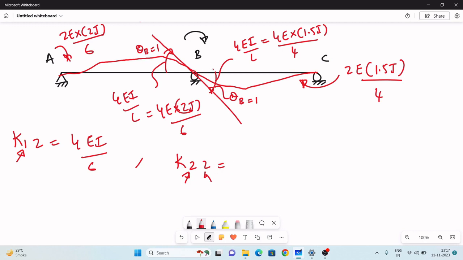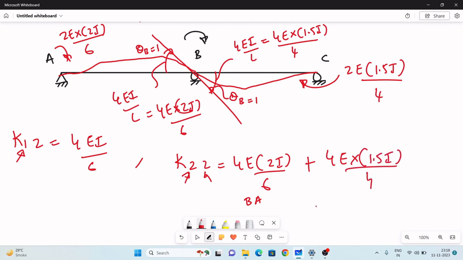K22, force required at coordinate 2 to produce unit rotation at coordinate 2. By the way, we have two forces at coordinate 2. Joint B is connected to 2 beams, so we will get two forces. I will write here 4E into 2I divided by 6 plus, this is with respect to BA, and one more force we have, that is with respect to BC. So 4E into 1.5I divided by 4. You can solve this and you will get the answer 2.83 EI. K22 equal to 2.83 EI.